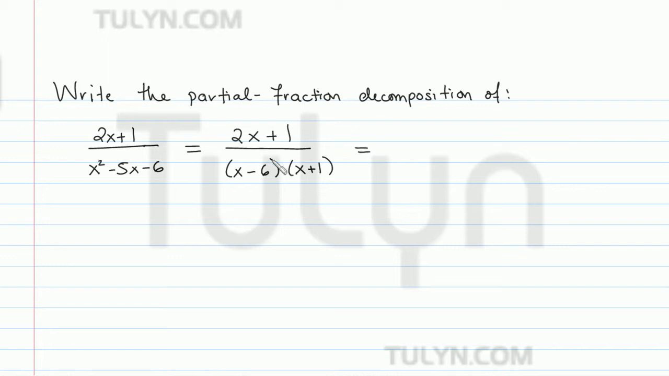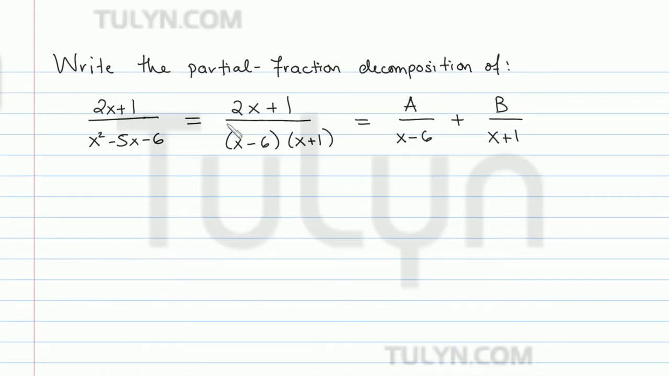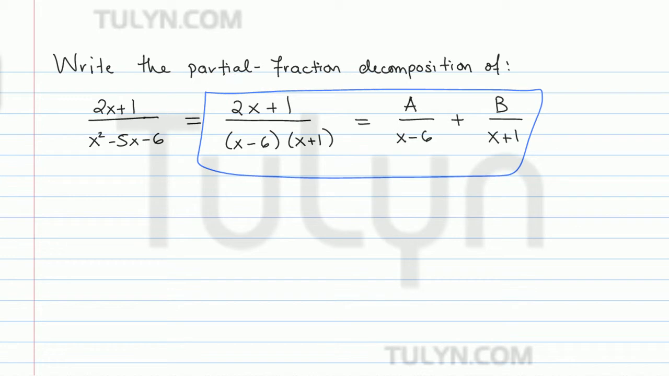So what we want our partial fraction decomposition to be is some number A over one of the factors, x minus 6, plus some number B over the other factor. So we have to solve this equation here, right? So I'm going to rewrite it down here. So we've got 2x plus 1 over x minus 6 times x plus 1.